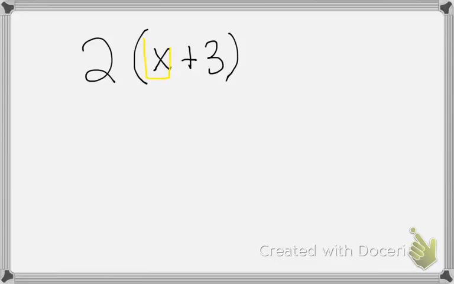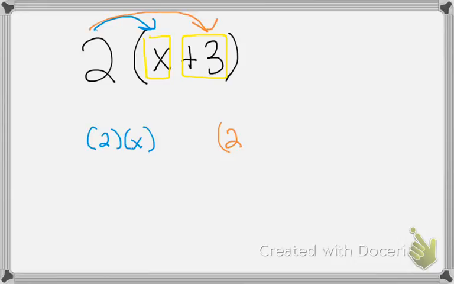So our first step, I'm going to box each of my terms just so I can see clearly what I'm multiplying. Then I'm going to take the outside number, the number 2, and multiply it by my first term, which would give us the problem 2 times x. And then I'm also going to take the 2 and multiply it by our next term, 2 times a positive 3.